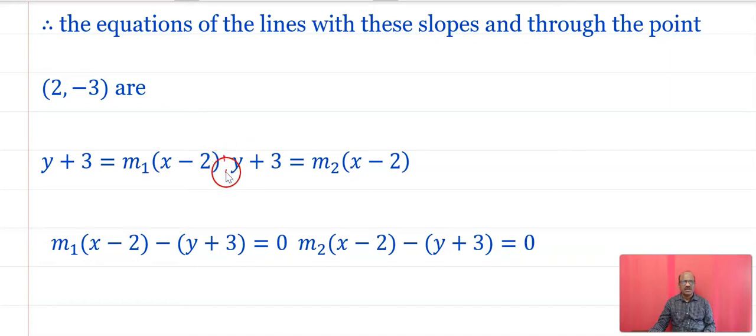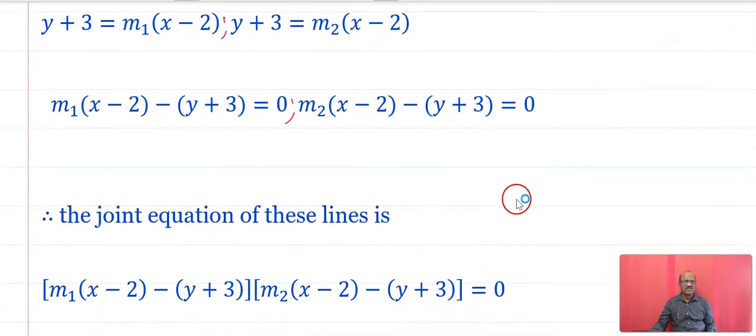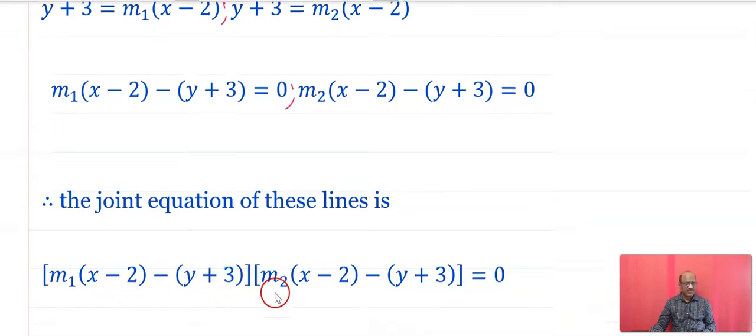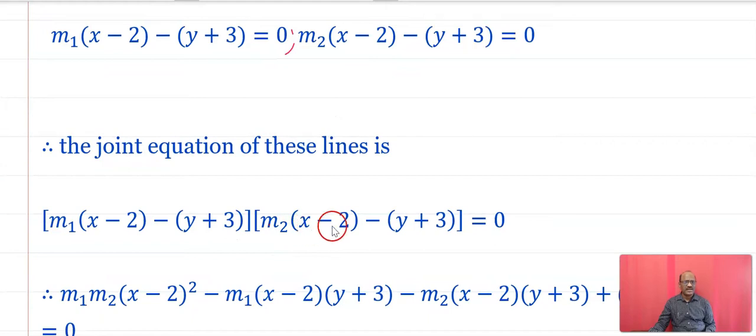Next is y plus 3 equals m2 in bracket x minus 2, and hence you will get m1 in bracket x minus 2 minus y plus 3 equals 0, and next m2 in bracket x minus 2 minus y plus 3 equals 0. Now their joint equation is m1 in bracket x minus 2 minus y plus 3 bracket complete, and next m2 in bracket x minus 2 minus y plus 3 equals 0.